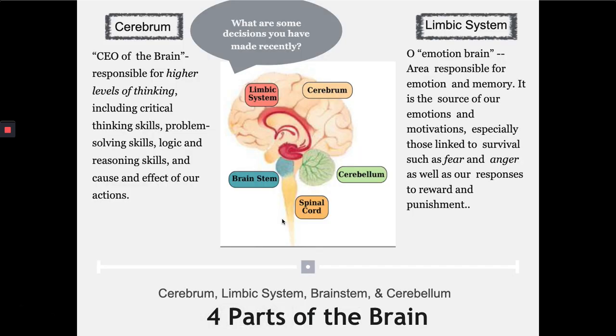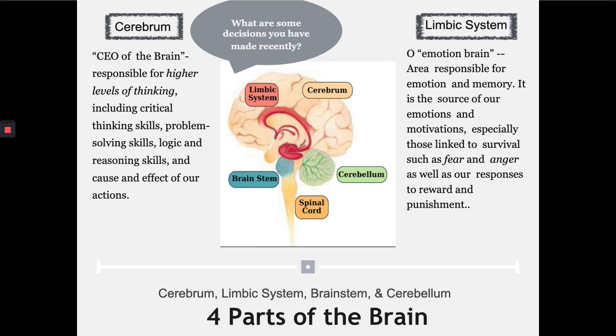Okay, let's talk a little bit more about the brain structure. We're going to learn a little bit more about the parts of the brain, which are the brainstem, cerebellum, limbic system, and cerebral cortex. The cerebrum. This is the upper part of the brain, sometimes called the cortex region. This area is responsible for higher levels of thinking, including critical thinking skills, problem-solving skills, logic and reasoning skills, and cause and effect of our actions.